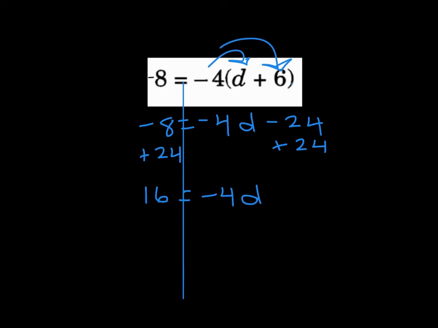So negative 4 times some number is going to give me positive 16. To figure out that number, I'm going to divide by negative 4. And I'm going to divide this side by negative 4. 16 divided by negative 4 is going to give me negative 4 equals d.